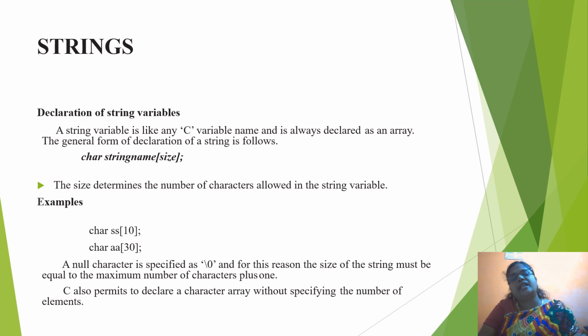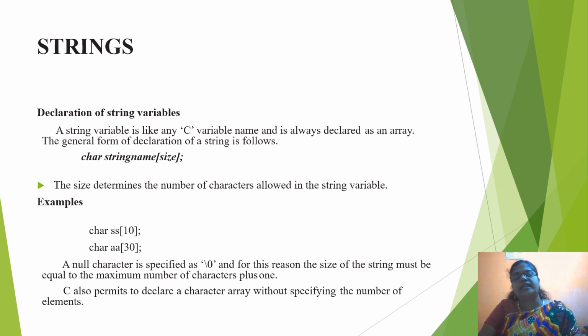So, the declaration of a string variable: char string_name[size]. The size determines the number of characters allowed in this string variable. Examples are char SS[10] and char array[30]. The null character is specified as \0, and for this reason, the size of the string must be equal to the maximum number of characters plus 1.